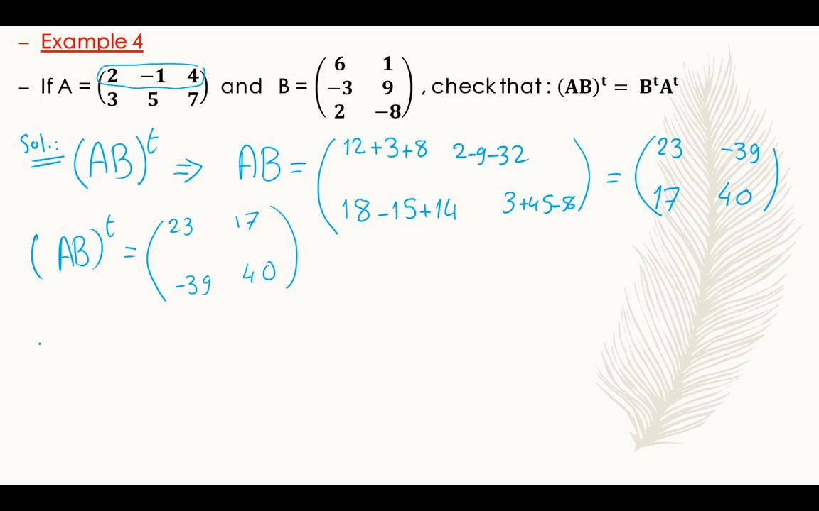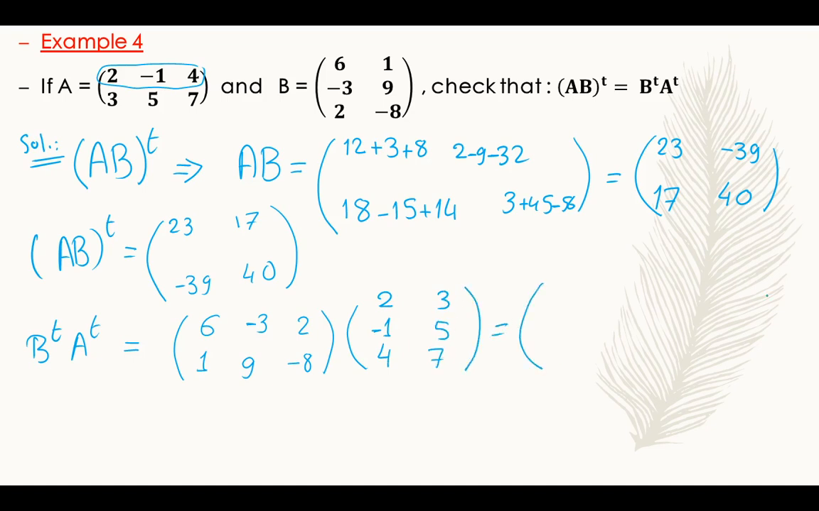Now we are going to find B transpose multiplied by A transpose. B transpose means here we have 6, 1 as a column, negative 3 and 9 as a column, and the third column will be 2 and negative 8. Multiplied by A transpose. A transpose will be 2, negative 1, 4, and 3, 5, 7. Okay, let's multiply it together.